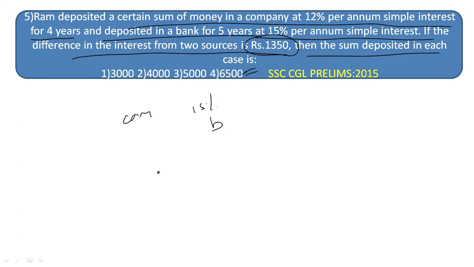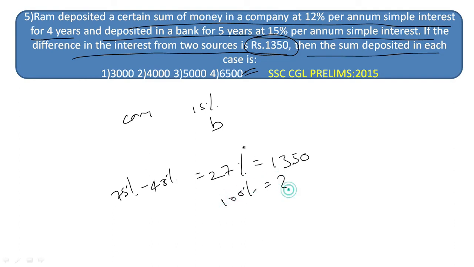So in both the cases the sum is equal, that is the principal. So the difference: 12% into 4 is 48% and 15% into 5 is 75%. The difference is how much? 27%. 27% is equal to what they have given, 1350. So what they are asking is the sum, like 100%. 27 fives are 135, then 100 into 50 is 5000, and the principal is the third option, 5000.